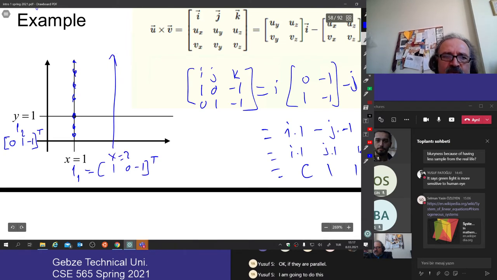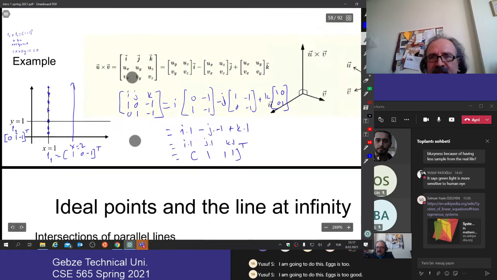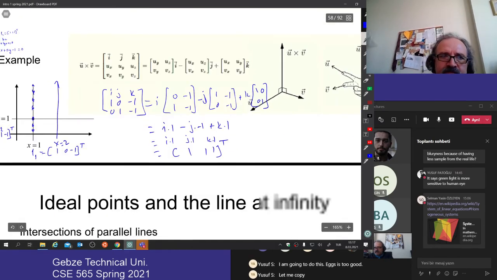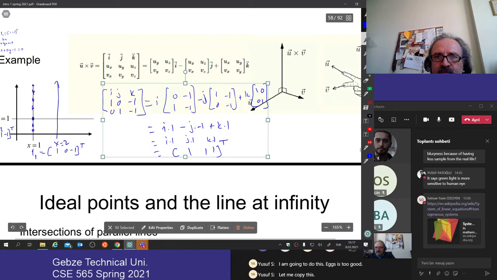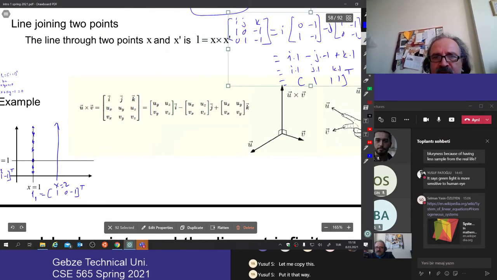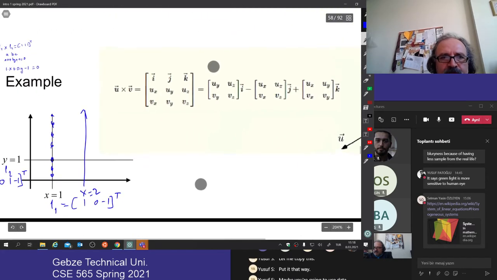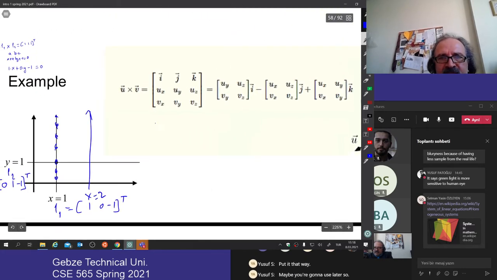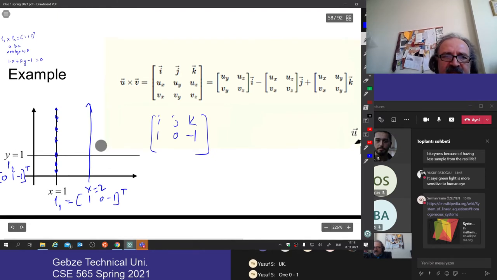X is 2. Good. Let me copy this. Put it away. Maybe you're going to use it later. So, let's write this again. I, J, K, 1, 0, minus 1. What is the line for this? X equal to 2?